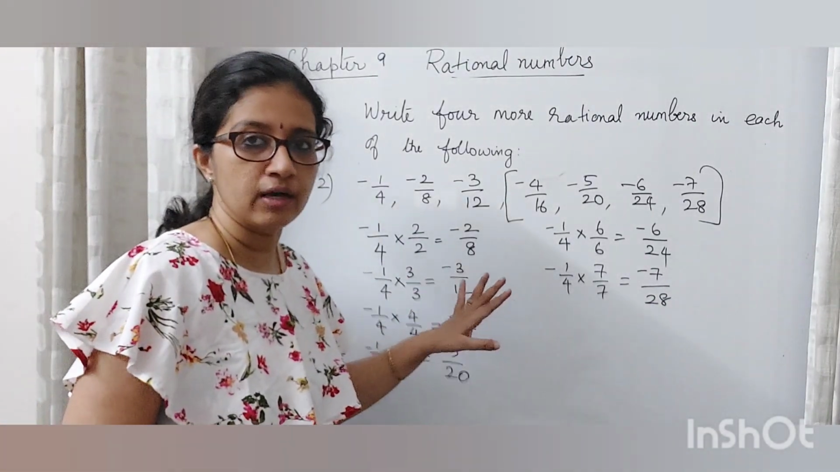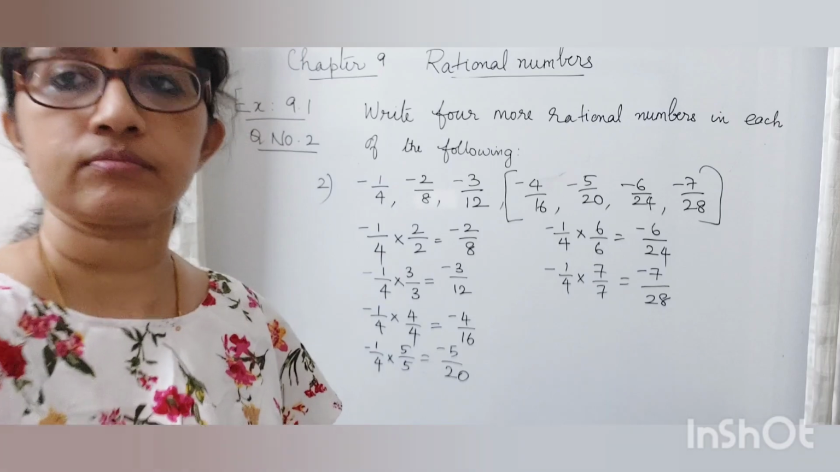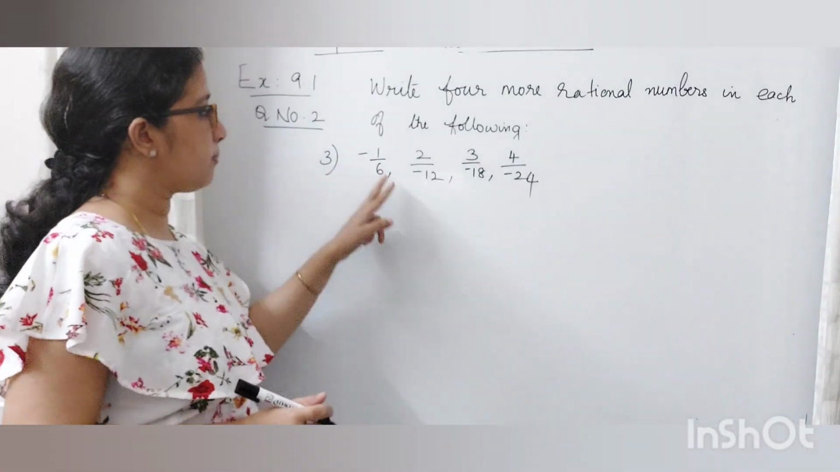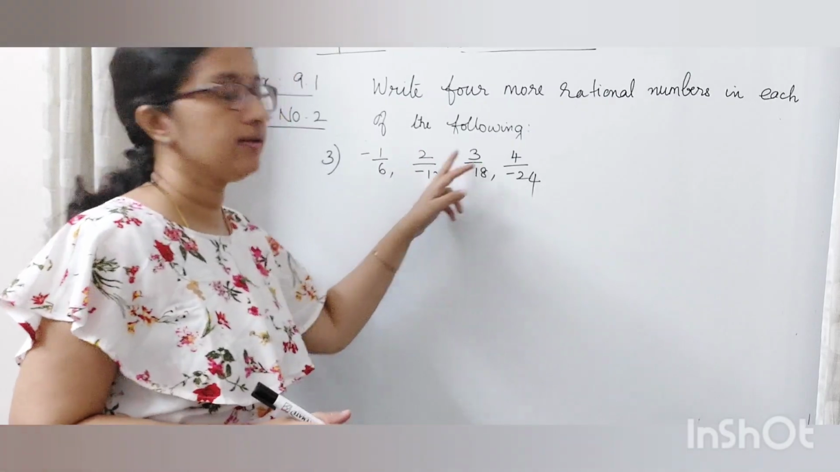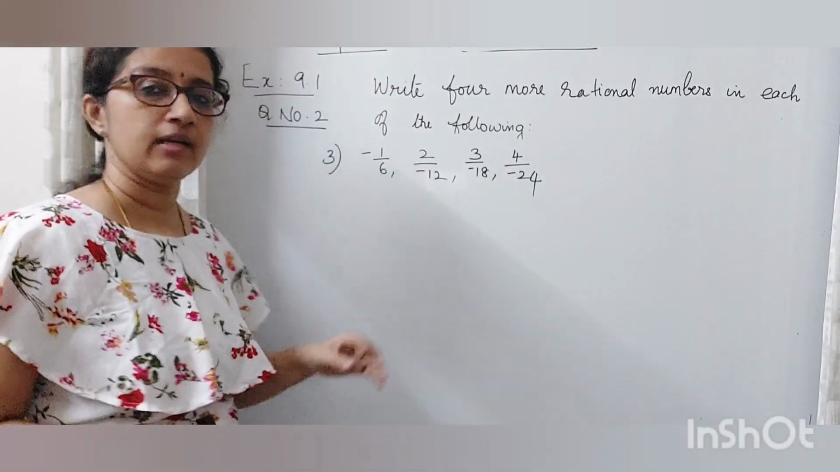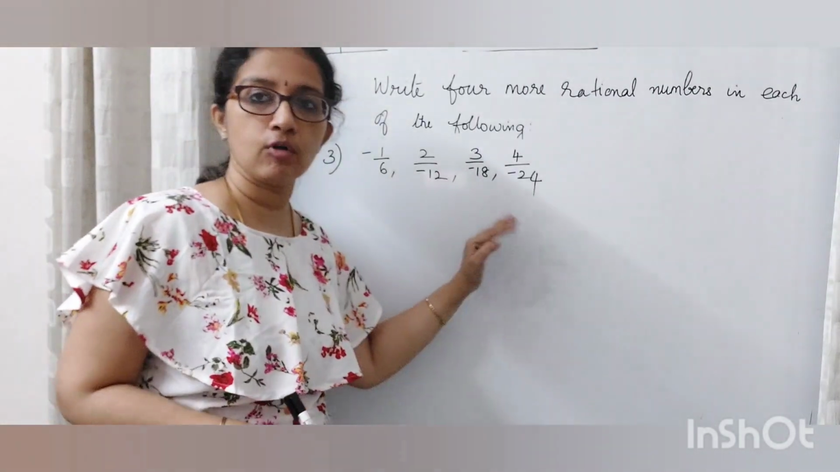Now let's move on to our next problem. Now let's move on to our third problem. -1/6, 2/-12, 3/-18 and 4/-24. Now let's take the pattern. Let's see what is the pattern.